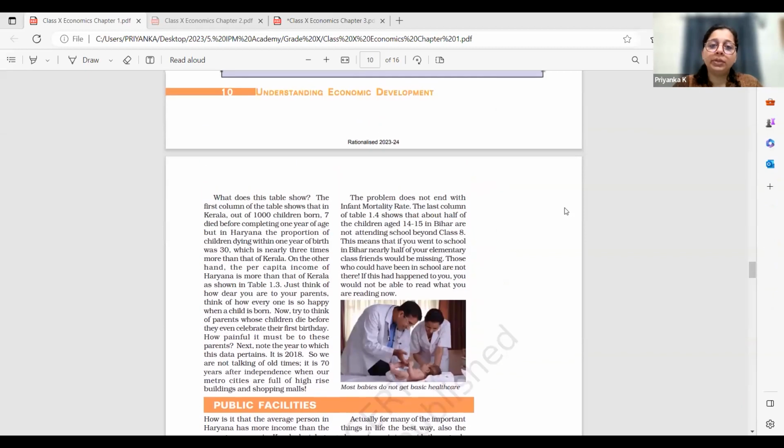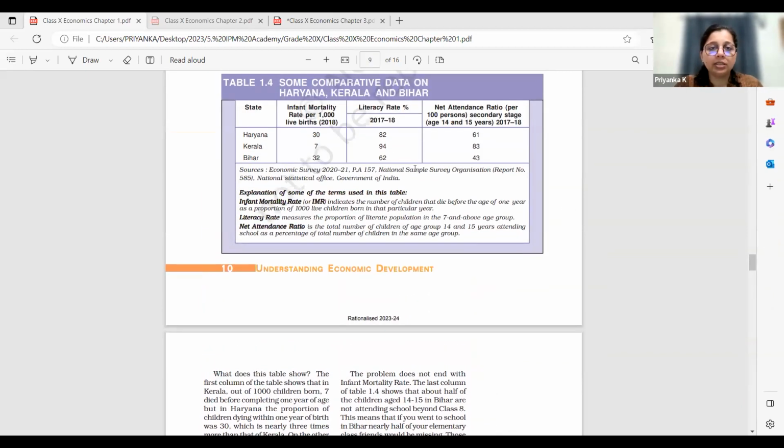So when we look at Bihar, taking this table 1.3 data and table 1.4, Bihar has an infant mortality rate of 32 per thousand, a literacy rate of only 62%, and a net attendance ratio of only 43%. So we might think that people are not interested in sending their children for higher education, and maybe it might be from the people's side that the infant mortality rate is getting higher.